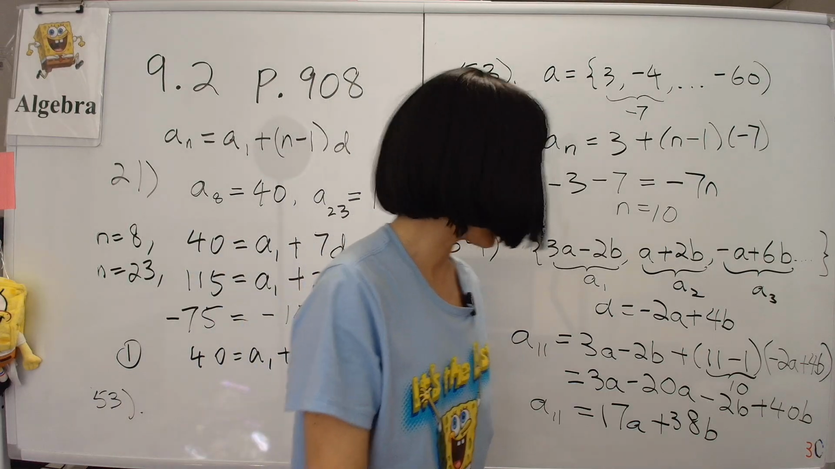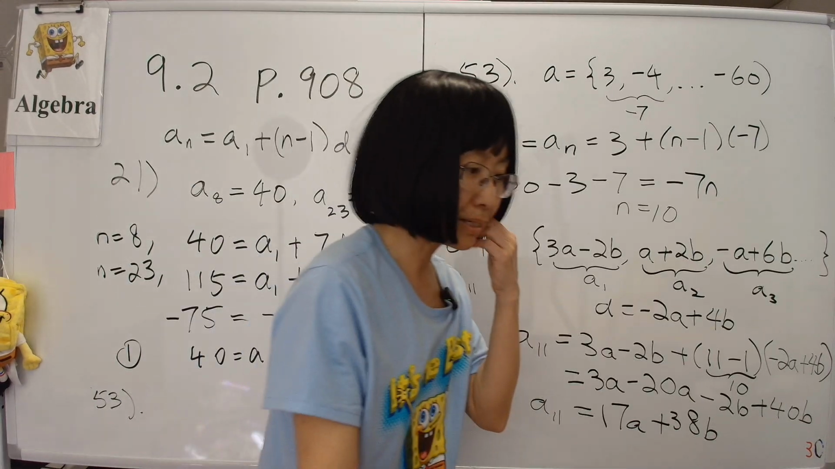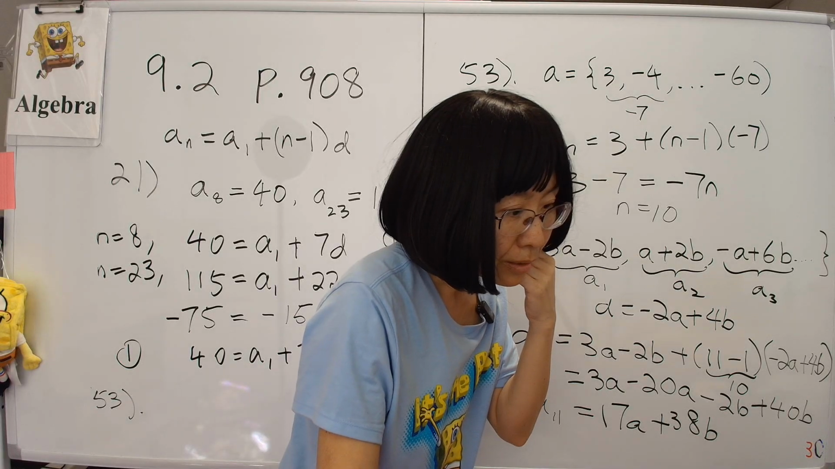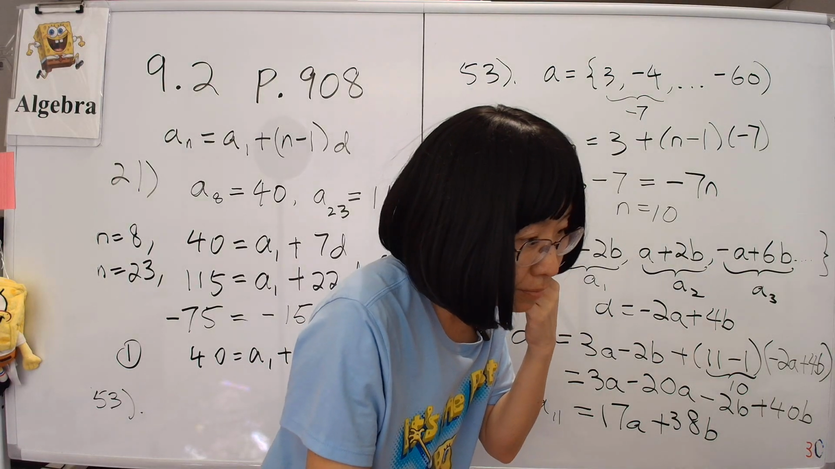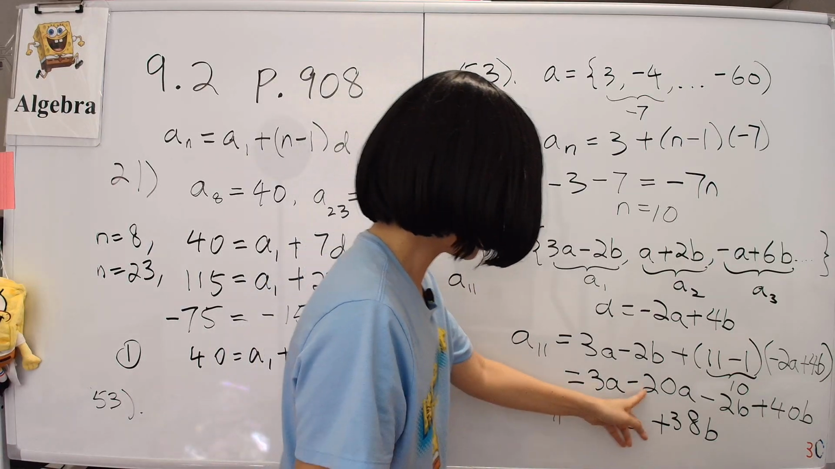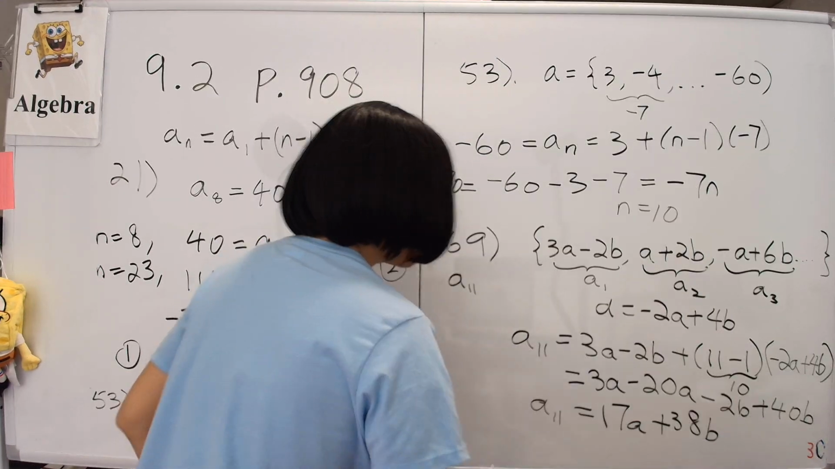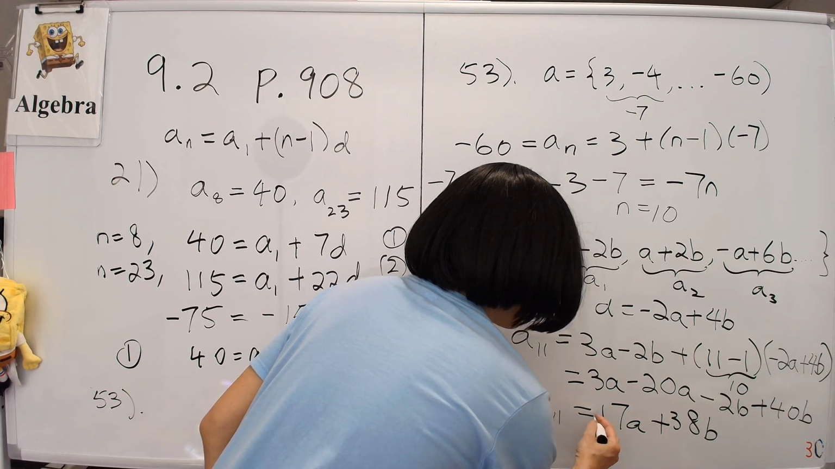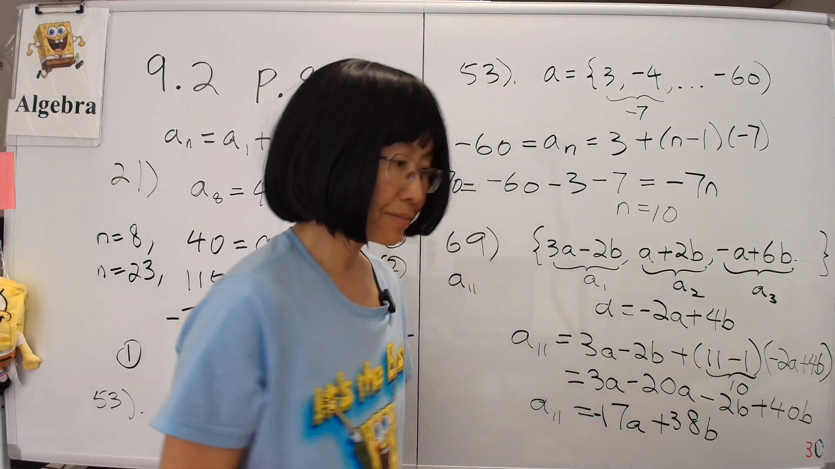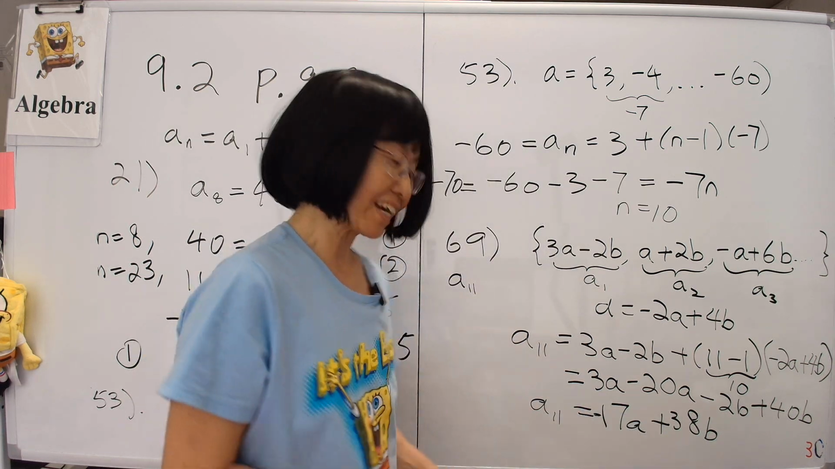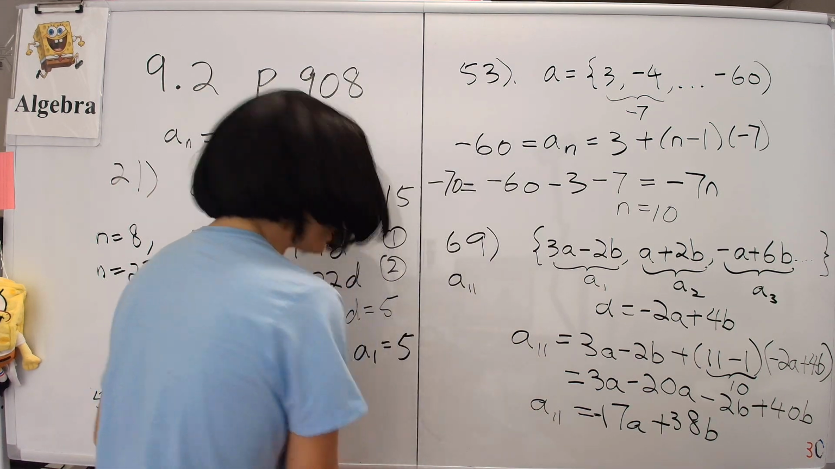So let me check. What is this? Problem 69. Let's see. Got to find it. Where's my minus? I'm missing the minus. Okay, 3a minus 20a, that is negative 17a, and plus 38b. That is correct. Okay, and that marks the end of this section.